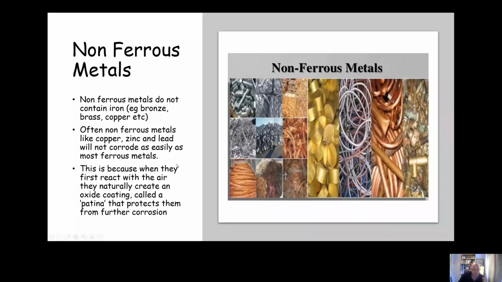And the reason for this is actually they react with the air initially, and that actually creates a barrier which coats the metal, called a patina. They end up with an oxide coating. The oxygen reacts with the metal, and then it creates an oxide coating, a thin protective coating, which actually stops any further corrosion. It creates a barrier between the air and the metal, and that barrier is known as a patina.